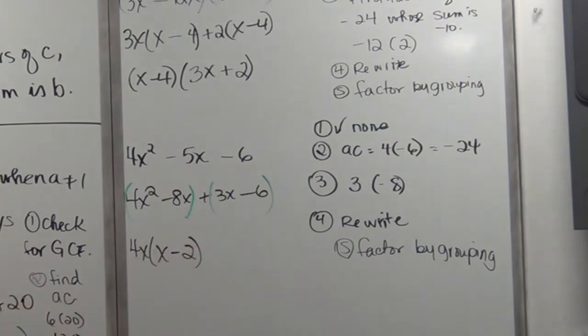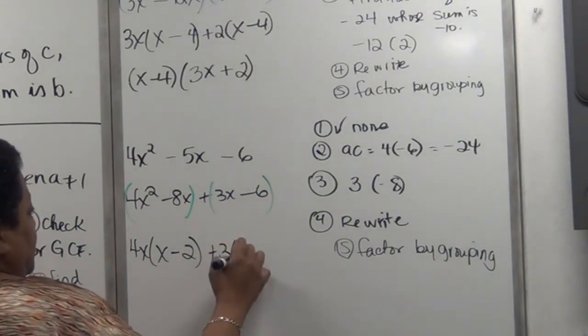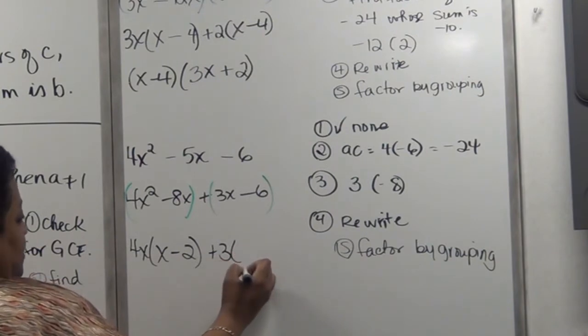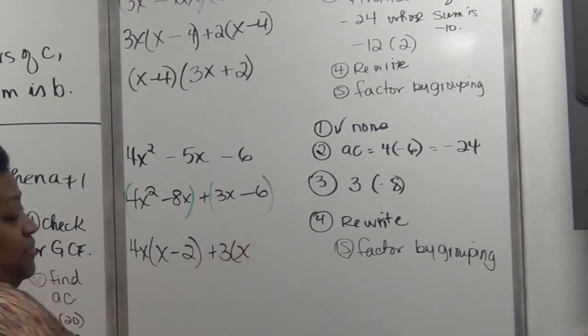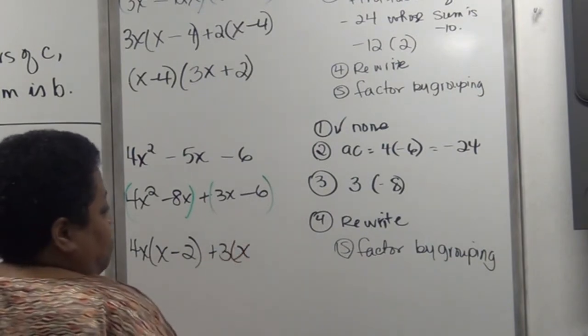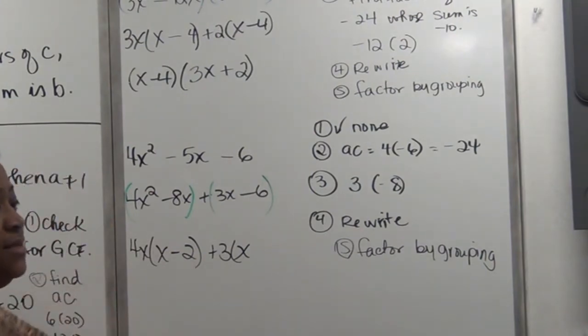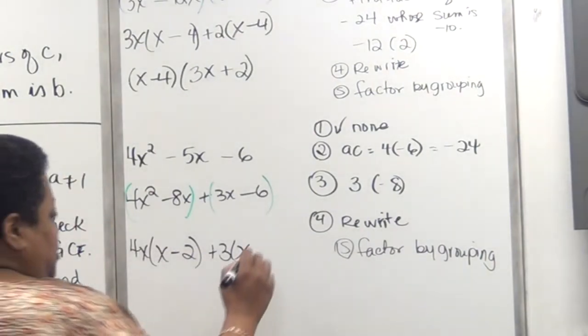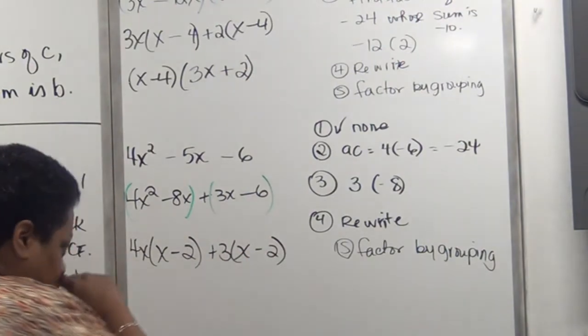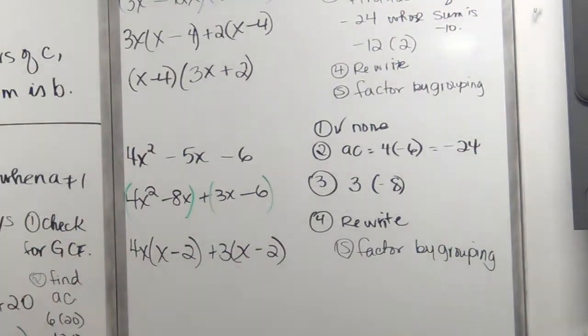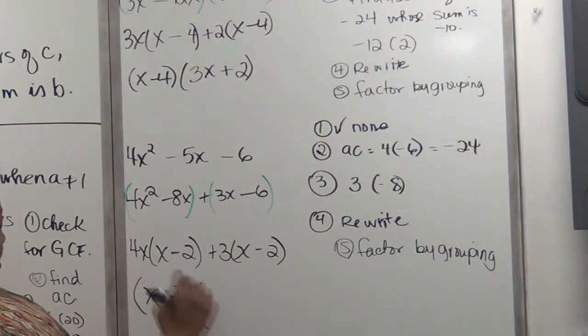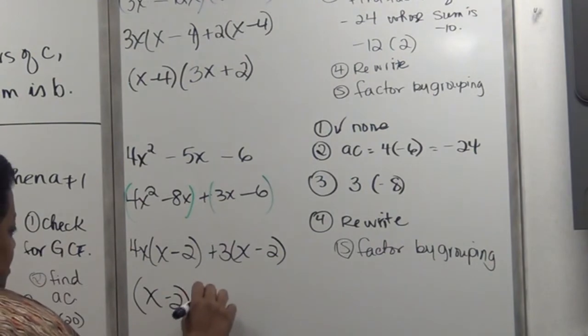All right, what's common in the second group? 3. Times what gives you 3x? x. 3 times what is negative 6? Negative 2. Now we have the common binomial, which is x minus 2, times 4x plus 3.